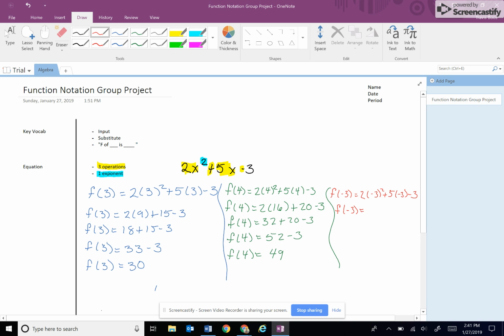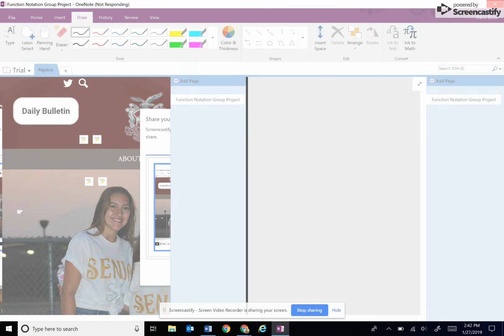You don't have to necessarily put everything on the same line. You can work down your page too to be a little bit neater. But I know that negative 3 squared is 9. And I know that 5 times negative 3 is negative 15. 2 times 9 is 18.